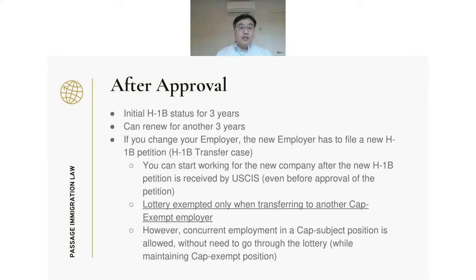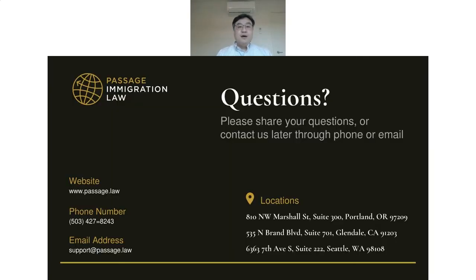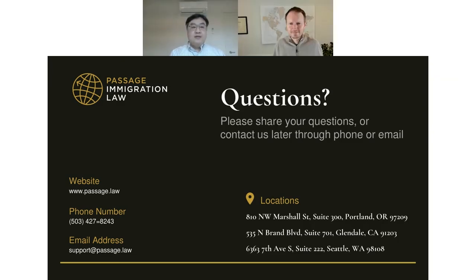But there's one condition. You can maintain this employment with one cap exempt and one cap subject only while you are maintaining your employment with your first employer and sponsor, the cap exempt one. So this concludes my presentation about cap exempt, and I want to open the floor for your questions.